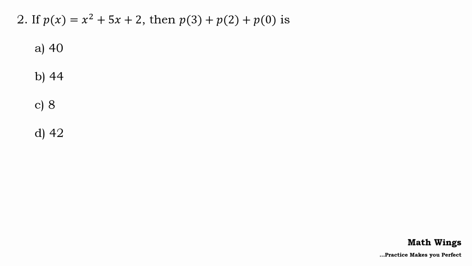So, here we are given the polynomial p of x equal to x squared plus 5x plus 2, and they're asking us to find p of 3 plus p of 2 plus p of 0. So if you remember, what are these? These are the values of the polynomial p of x at x is equal to 3, x is equal to 2 and x is equal to 0. Let us just recall what we learned.